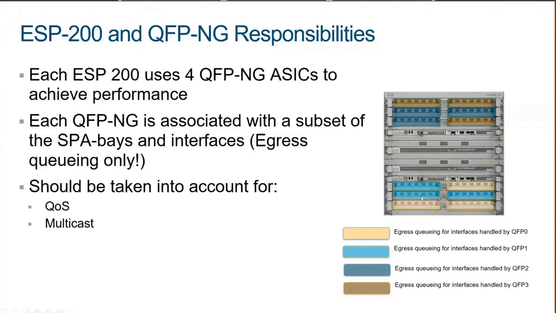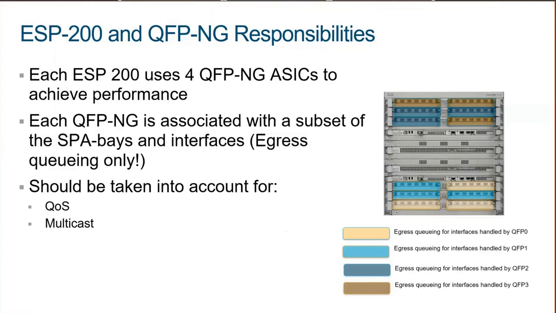So whatever traffic is received that has to be sent on these SPA bays will be handled by different QFPs, and it's only for egress traffic, not for ingress, and it should be taken into account for QoS and multicast. So whenever we see that there are some drops in some particular SPA bay, in ESP200, we can check at those particular QFPs.